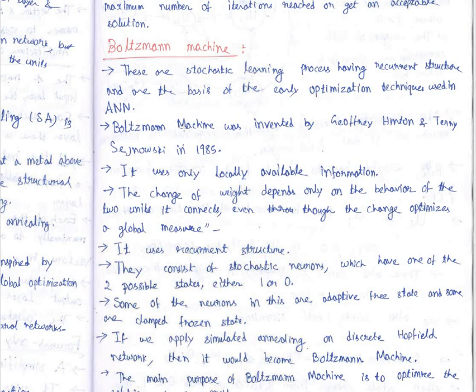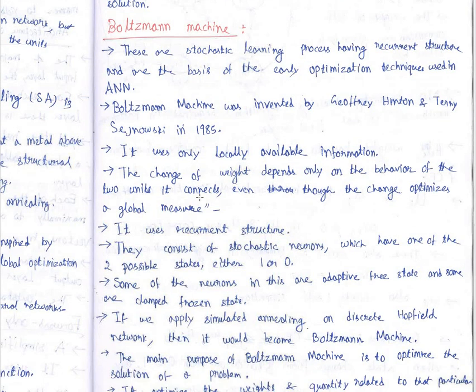The next topic today is the Boltzmann machine. They are stochastic learning processes having a recurrent structure, which means all neurons are connected to every other neuron. It's used for optimization in artificial neural networks. It was invented by Geoffrey Hinton and Terry Sejnowski in 1985. It uses only locally available information.